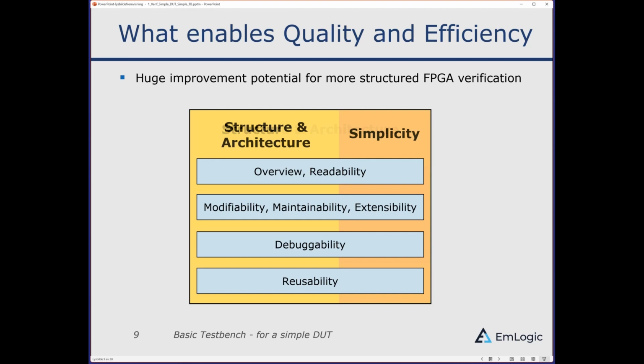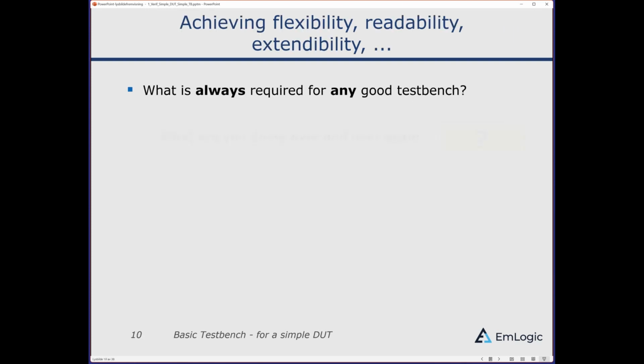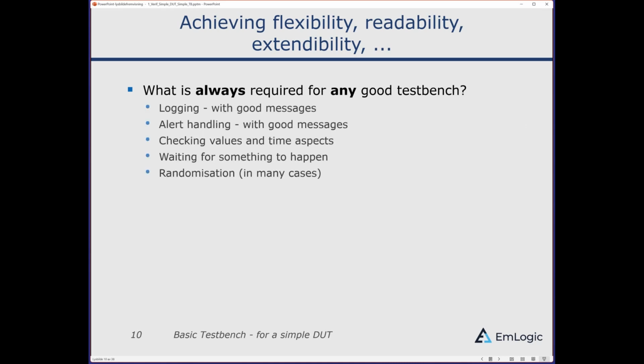So what enables quality and efficiency? As I said, I think there's a huge improvement potential for more structured FPGA verification. As mentioned, overview and readability are extremely important, probably the two most important things. Modifiability, maintainability, and being able to extend our design are also extremely important. Debuggability, we mentioned that, and of course, reusability. And all this needs a really good structure and architecture.